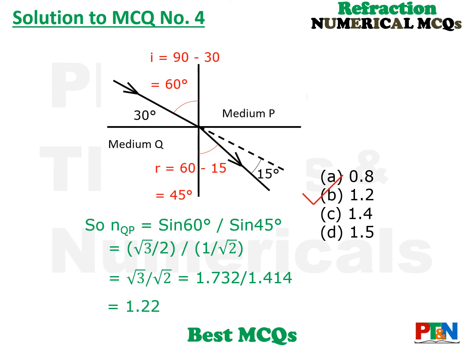So refractive index is sin 60 degree by sin 45 degree. That is root 3 by root 2. Small calculation, it comes 1.22, so it's your option B.